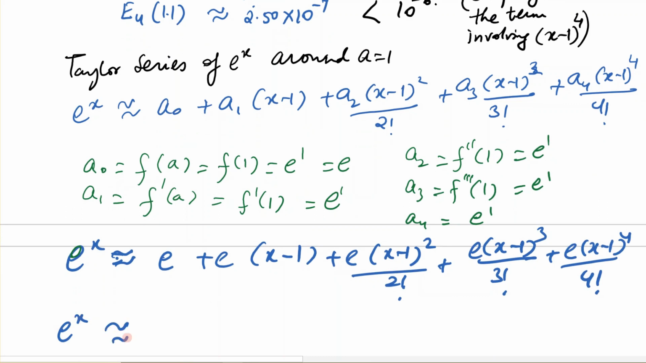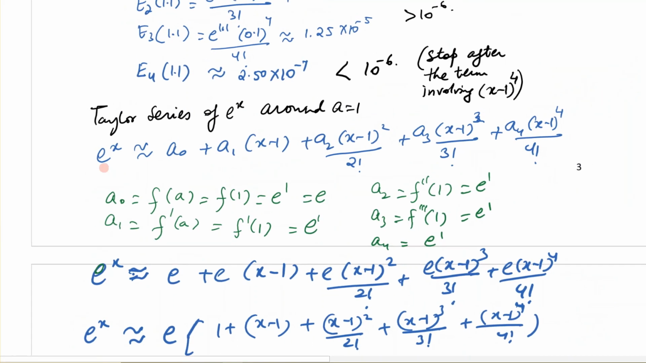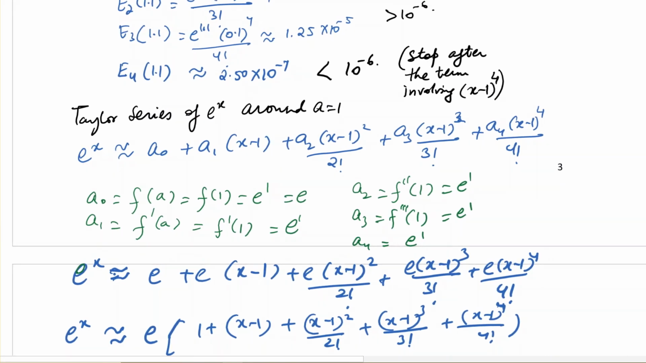So we get, so this series is 1 plus (x minus 1) minus (x minus 1) squared over 2 factorial plus (x minus 1) cubed over 3 factorial plus (x minus 1) raised to power 4 over 4 factorial. So how many terms did we calculate? 1, 2, 3, 4, 5. So we need 5 terms of the Taylor series to get an accuracy of 10 raised to power negative 6.